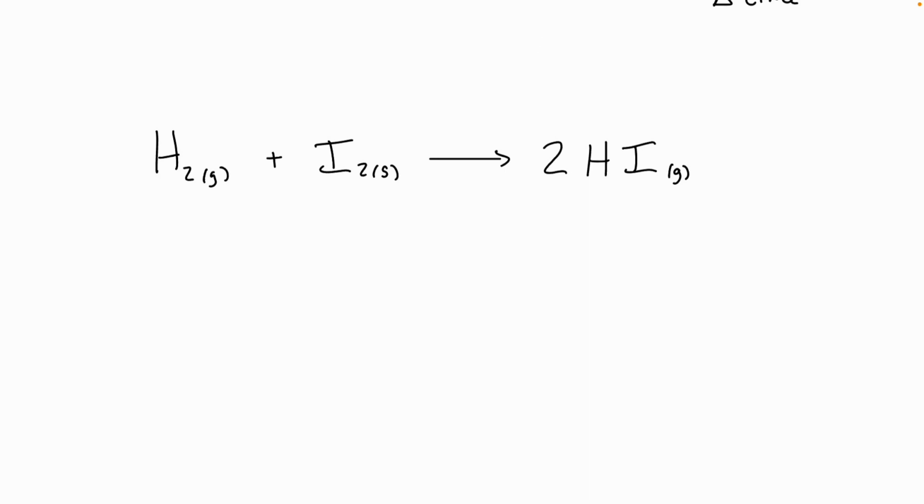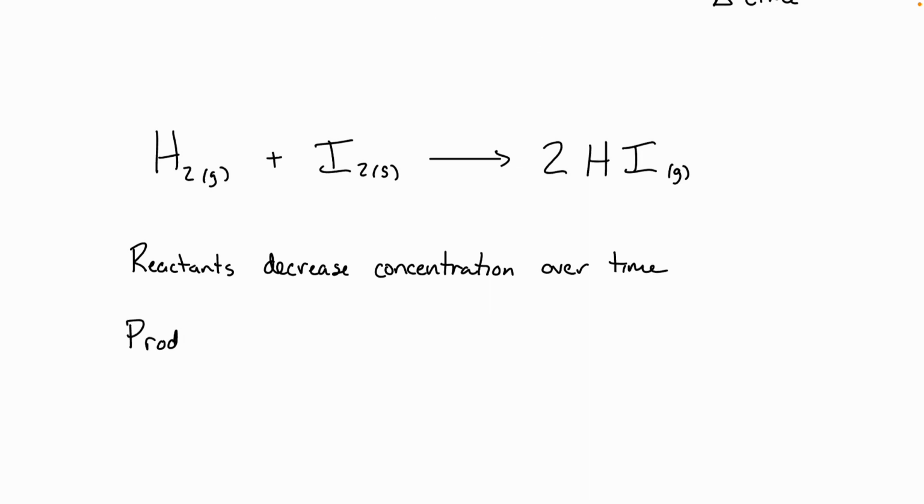So for just the basic idea here, we have reactants decrease in concentration over time, and products increase in concentration over time.